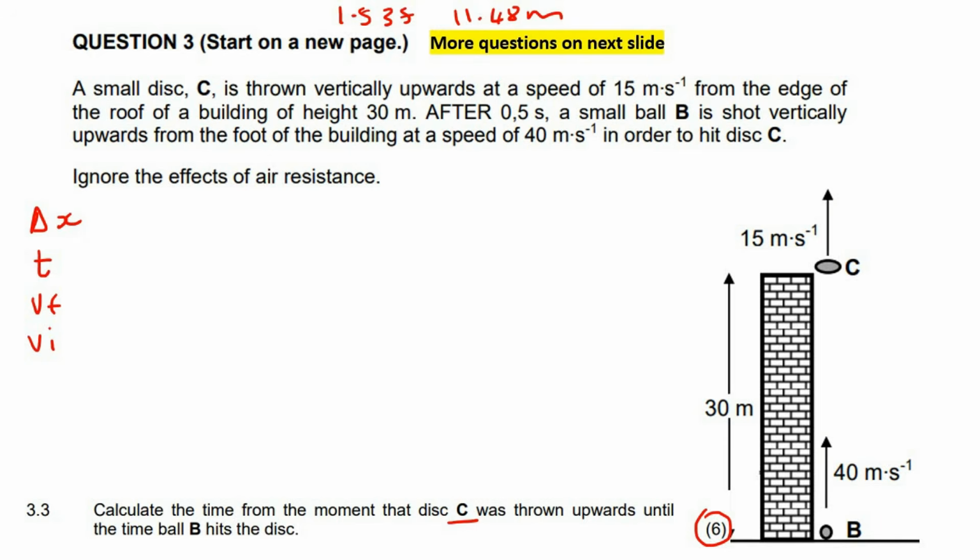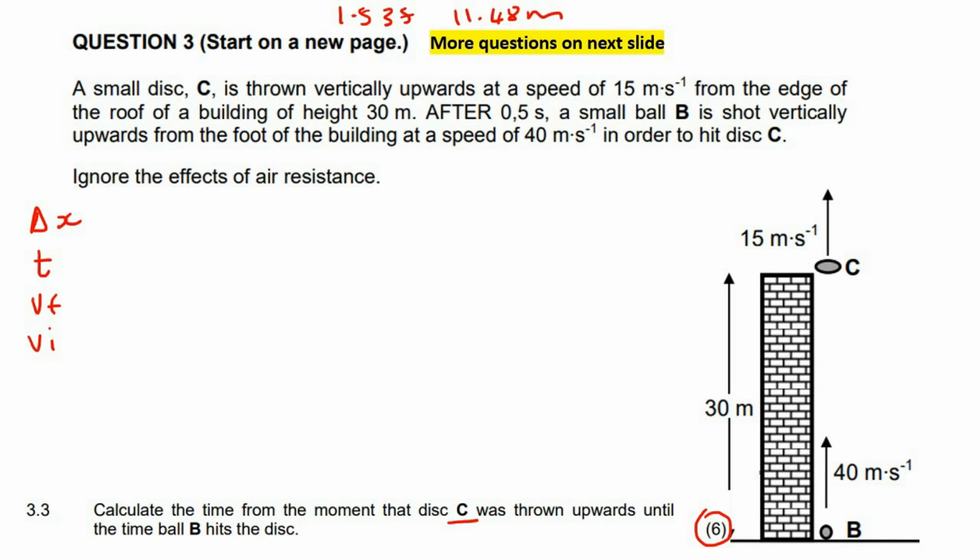At the moment where B collides with C, what is going to be the same? No, they won't necessarily have the same velocity. We can't say that. We don't know what the velocities will be. We don't even know that the times are going to be the same.